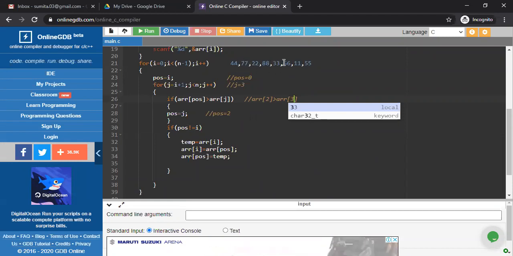This element is also changed because 44 and 22 are interchanged at this place. Am I right or wrong?